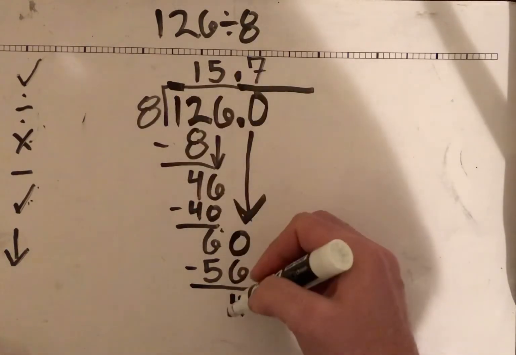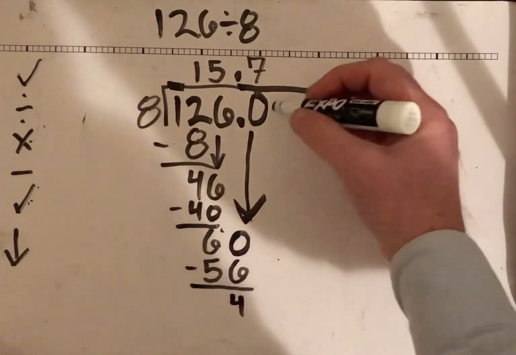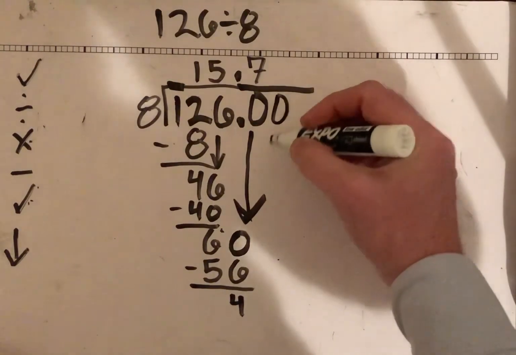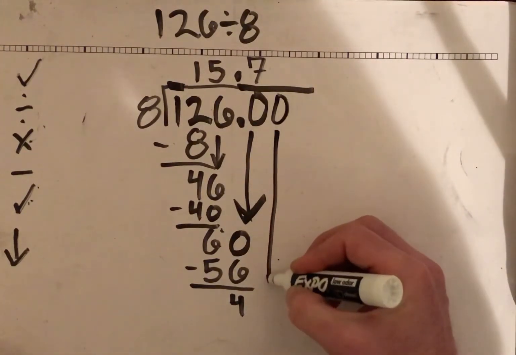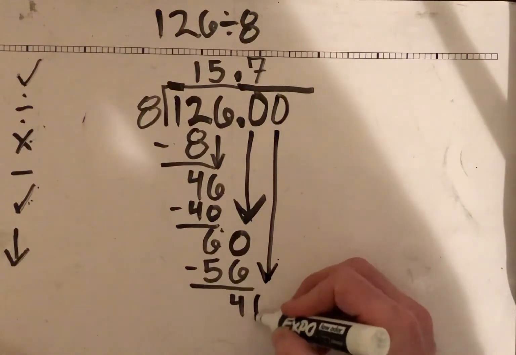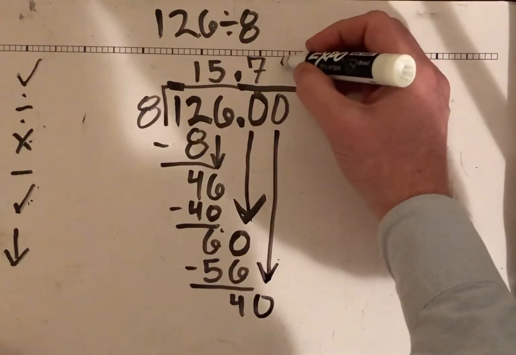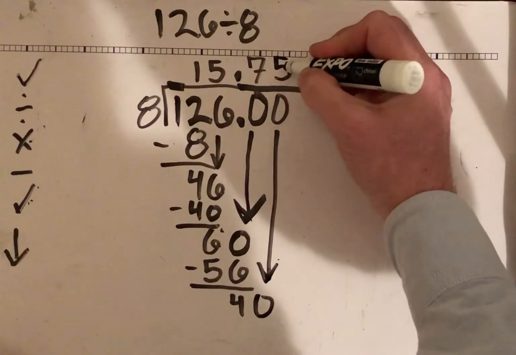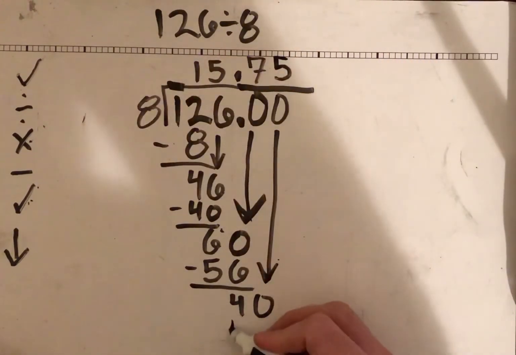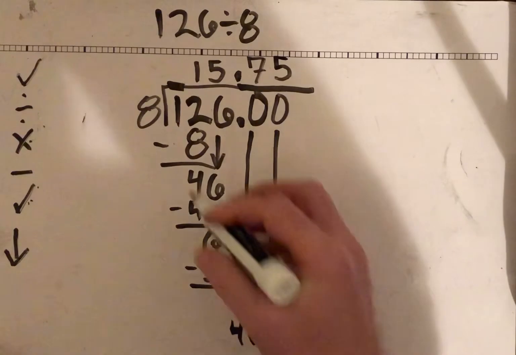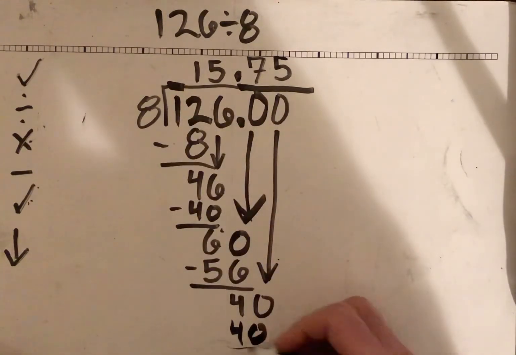Does 8 fit into 4? It doesn't. So I'm going to bring down another 0. I'm going to make my 0 and use it right away. Does 8 fit into 40? It does. How many times? 5. 5 times 8 is 40. 40 minus 40 is 0.